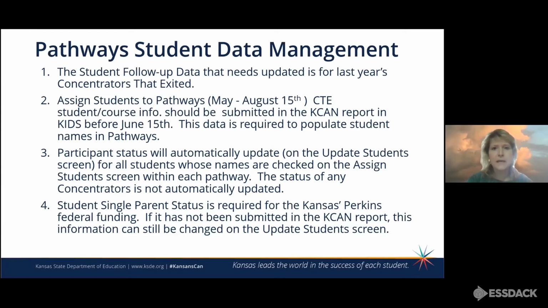The participant status, just to let you know, actually adds itself to any student who is checkmarked on the assigned student screen, okay? So if you have a student who is not a participant for the pathway at all, then just don't check their name at all, because they have to have 1 credit to even be a participant in a pathway. And as soon as you check their name, that's what they get assigned. If they are anything besides a participant, that's when you have to go to the update student screen to change their status, okay?